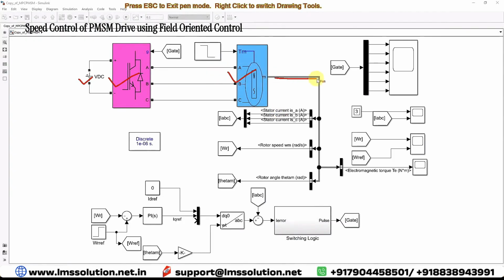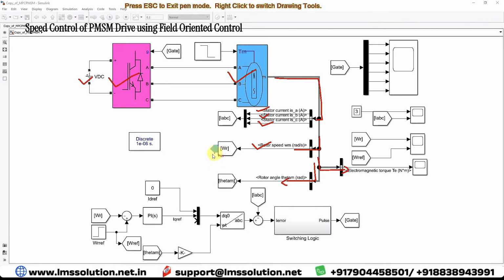Here we are measuring the PMSM parameters like the stator currents IA, IB, IC. And then here we are measuring the speed of the PMSM. And here we are measuring the electromagnetic torque of the PMSM. And then here we are measuring the rotor angle, the mechanical rotor angle in radians.